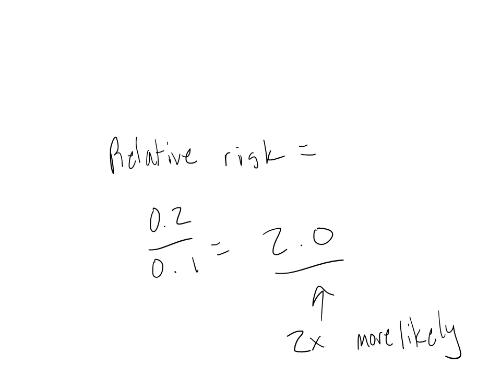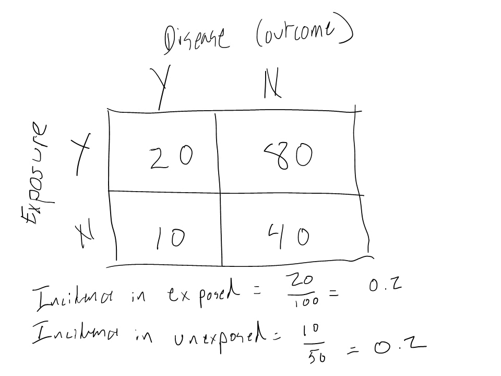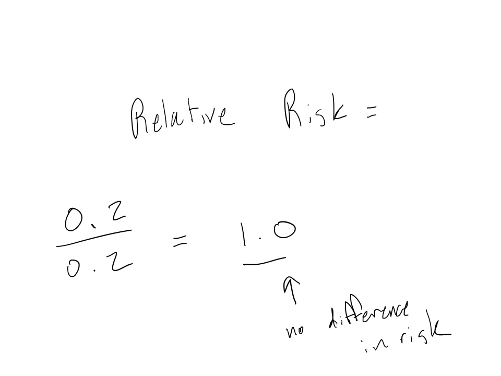So our relative risk of 2.0 means that the incidence in our exposed was 2 times greater than our incidence in the unexposed. In other words, the exposed were twice as likely to get the disease as the unexposed. Let's look at another example. In this case, both the incidence in the exposed and the incidence in the unexposed is 0.2. When we calculate the relative risk, we get 1.